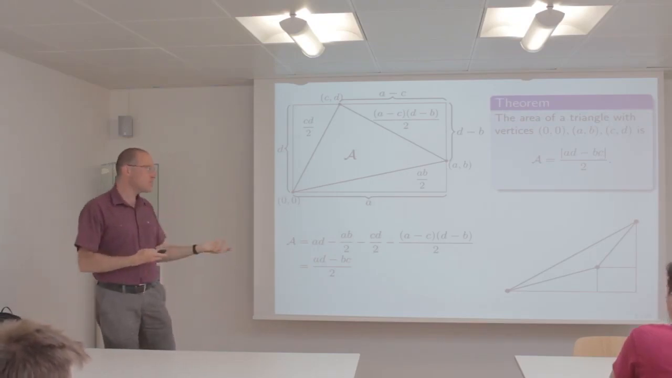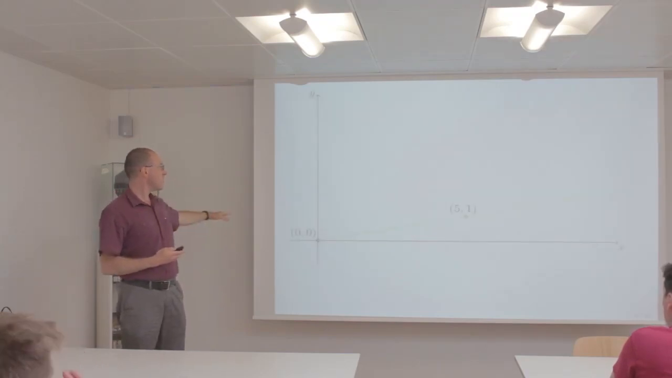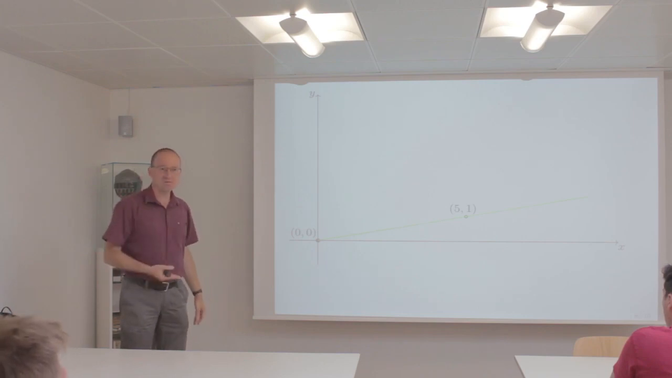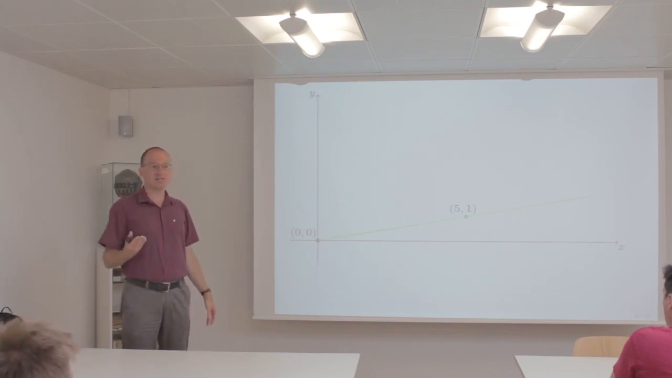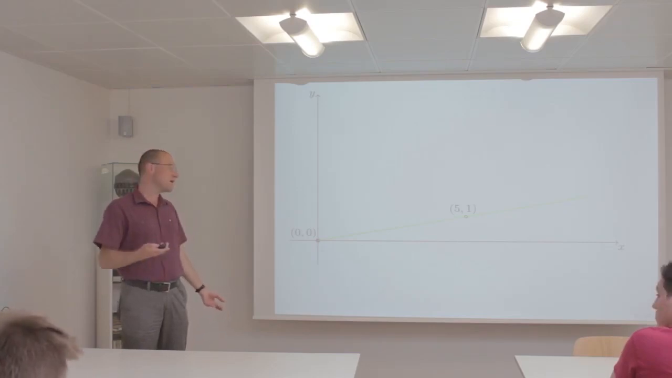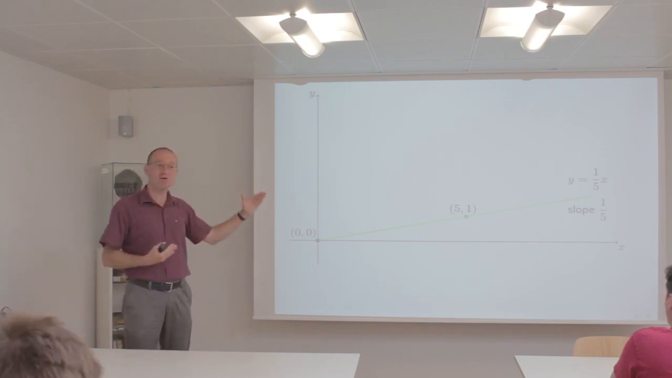Excellent. Now, second piece of preparation. Look at the line joining the origin with the point 5,1. What is the slope of this line and what is the equation of the line? Yes? Slope is 1/5, and the equation is? Y is 1/5 times x, the slope is 1/5. Absolutely, this is the slope of a line.